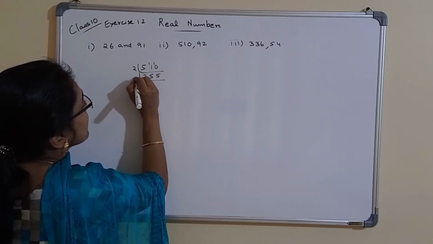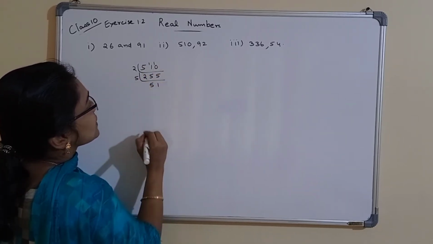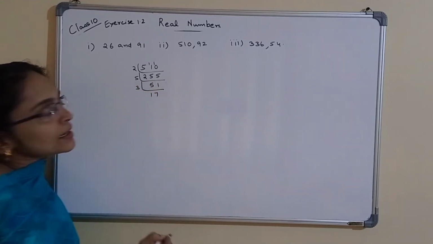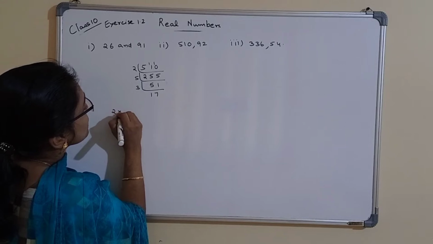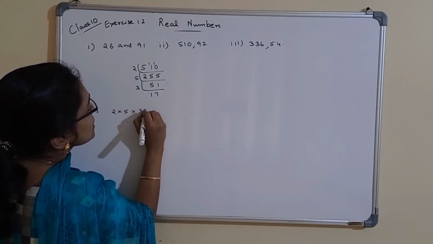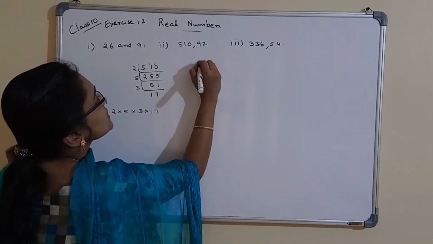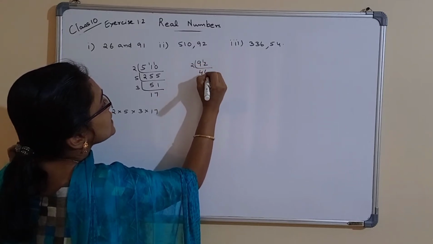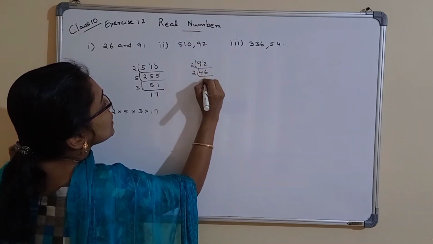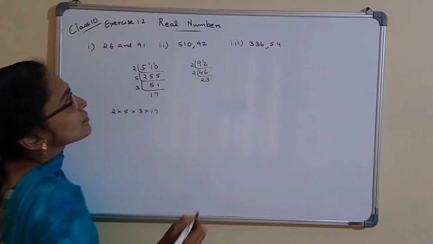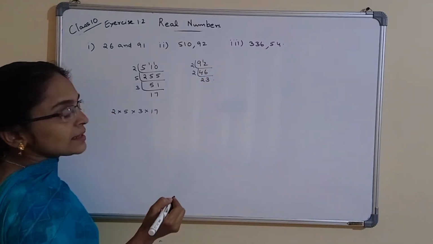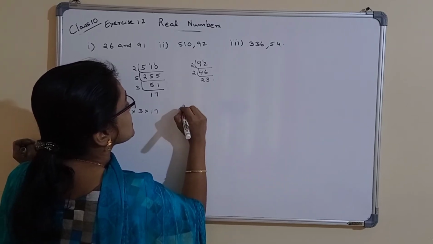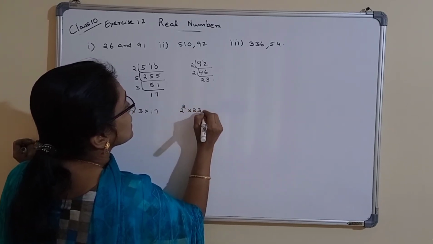So 5 is a factor. We will get 51. Then 3 is a factor. We will get 17. So this is equal to 2 into 5 into 3 into 17. And 92 can be factorized as 2, then 46, 2, 23. Right? So this can be written as 2 square into 23.